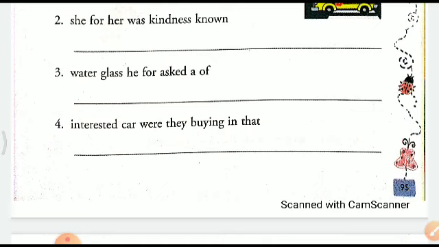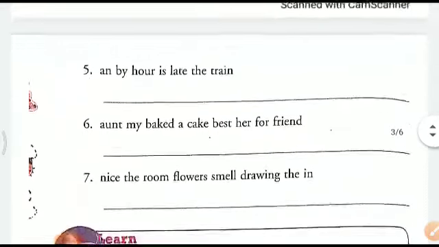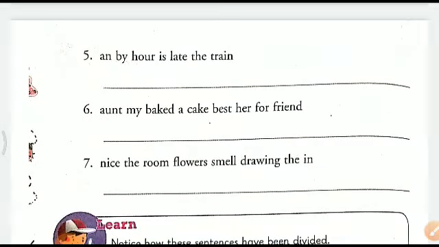Interested car were they buying in that? So here there is another pronoun given, they. They were interested in buying that car. They were interested in buying that car. Right? Okay, so we move ahead to the fifth one.